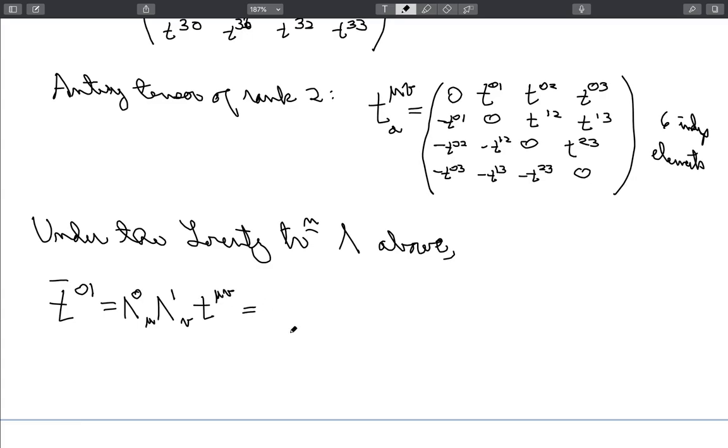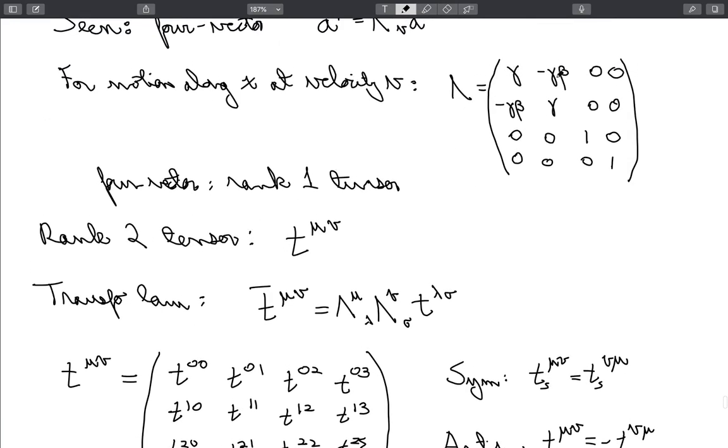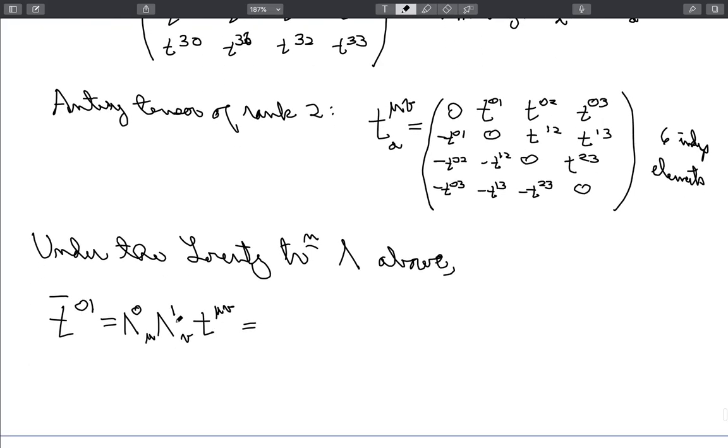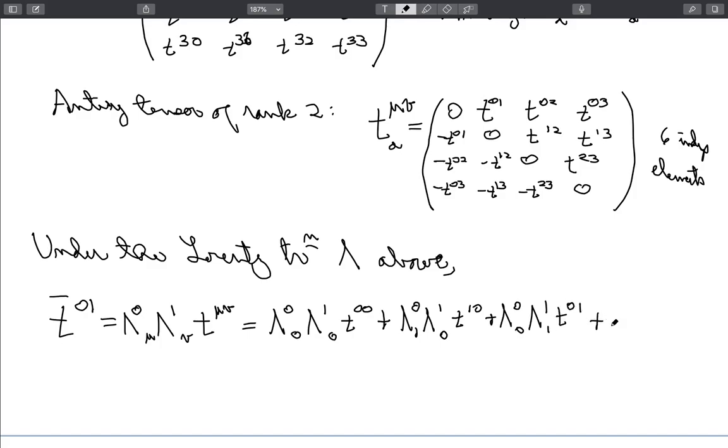But now I want to look at which values of mu and nu I can have. For the 0, in the original tensor, I only have the first 2 entries here. Same thing for the 1. And then for the 2 and 3, it's only the diagonal that works out. So this contains 4 terms: lambda 00 lambda 10 T00, plus lambda 01 lambda 10 T10, plus lambda 00 lambda 11 T01, plus lambda 01 lambda 11 T11.